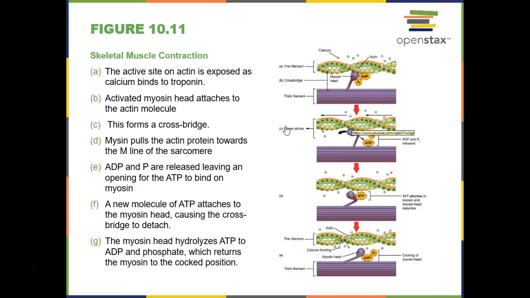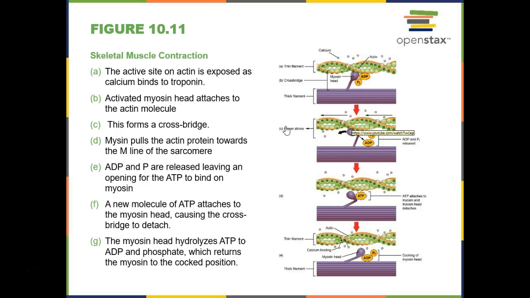Once we move towards the M line, myosin then is going to release the ADP and the phosphate that is bound to it, and now we have that ATP binding site open. So at this point, if there's no ATP, the myosin is going to just sit there. It can't do anything. It can only unbind if more ATP attaches to the myosin binding site.